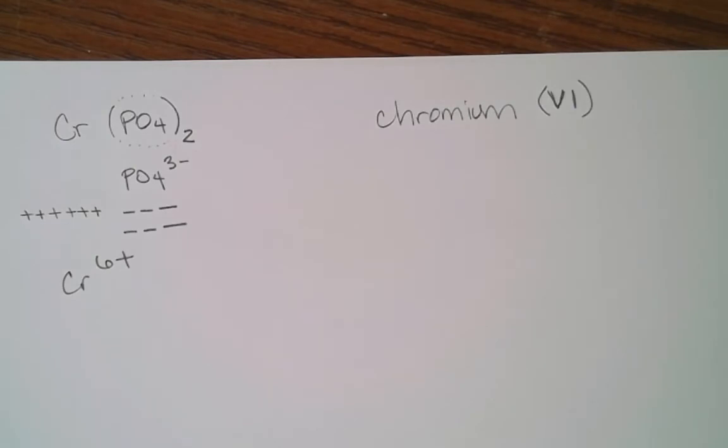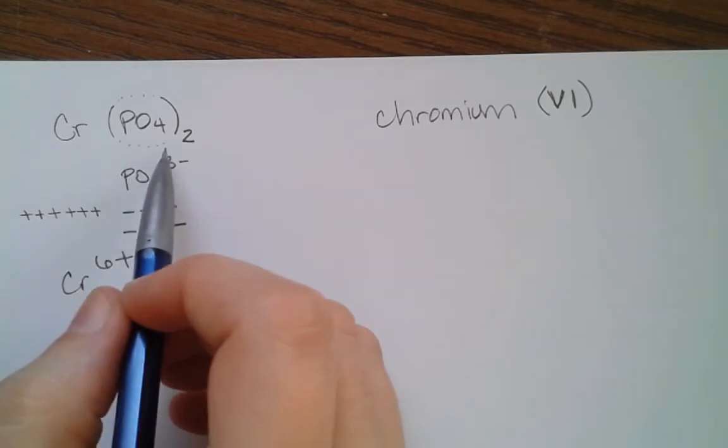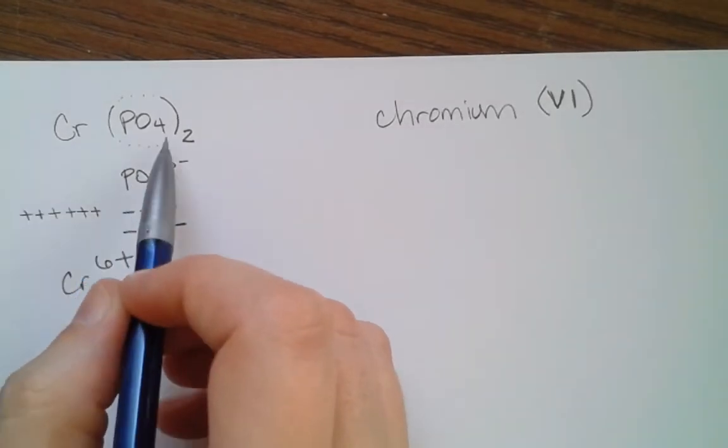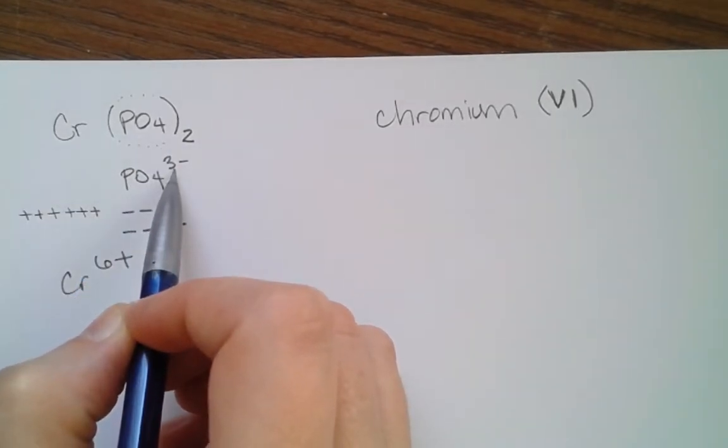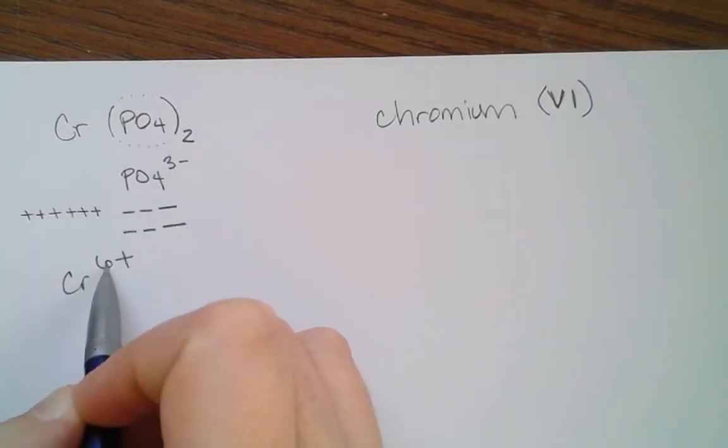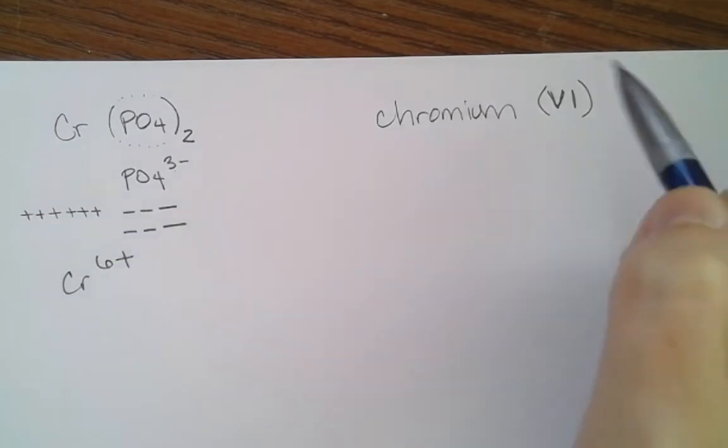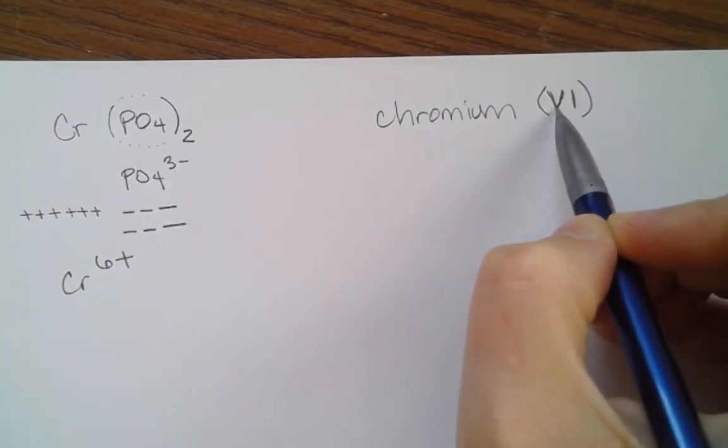We took your formula. We found the charge of the anion. We used math to find the charge on the cation, that transition metal. And then we wrote the charge of the transition metal as a Roman numeral.